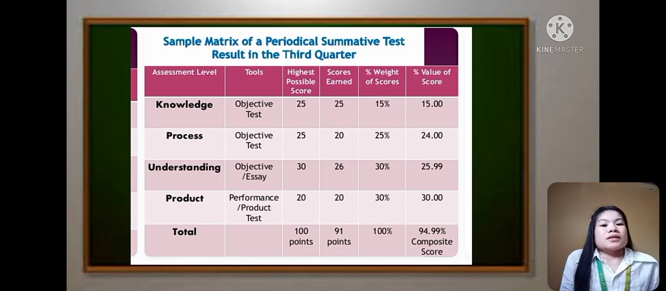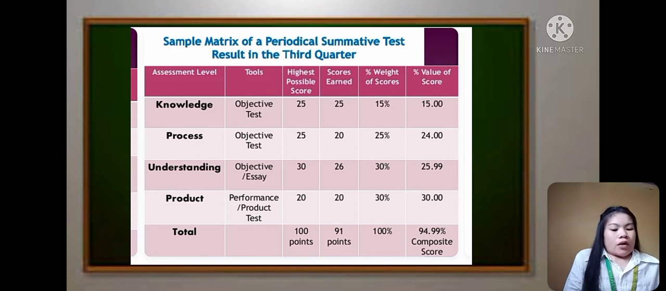Product, performance or product test, 20. Scores earned is also 20. Percent weight is 30%, 30.00. And total for highest possible score is 100 points and scores earned is 91 points. All in all 100%, and his percent value of the score is 94.99%, which is the component score.